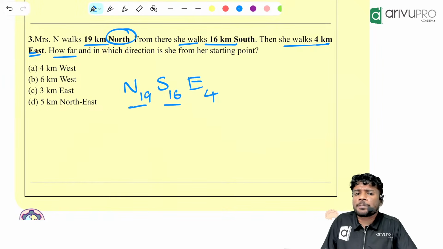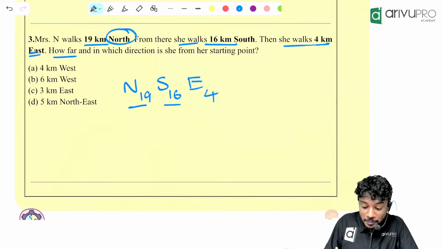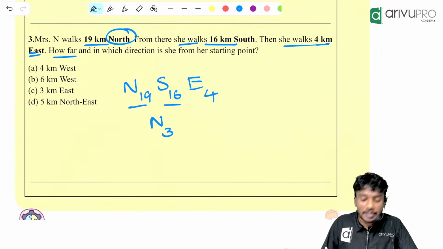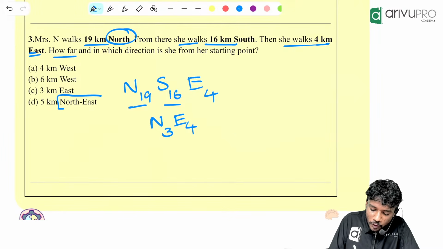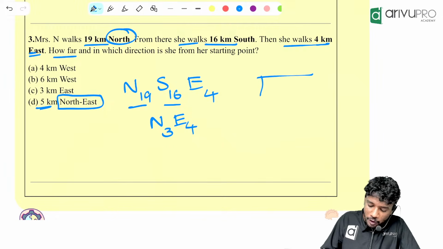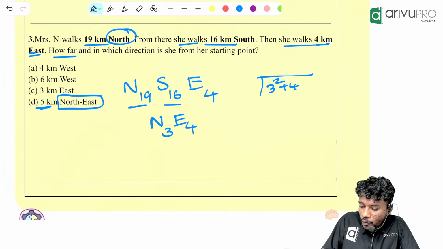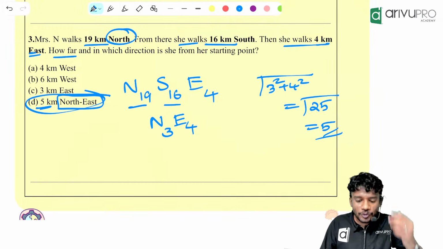North and south are opposite. Now tell me which is the bigger one. North is the bigger one. 19 minus 16 will become 3. Then east 4 is remaining. So which direction is it? Northeast. How to find the distance? This is nothing but root of 3 squared plus 4 squared, which is equal to root of 25, which is equal to how much? 5. Easy approach, easy question.